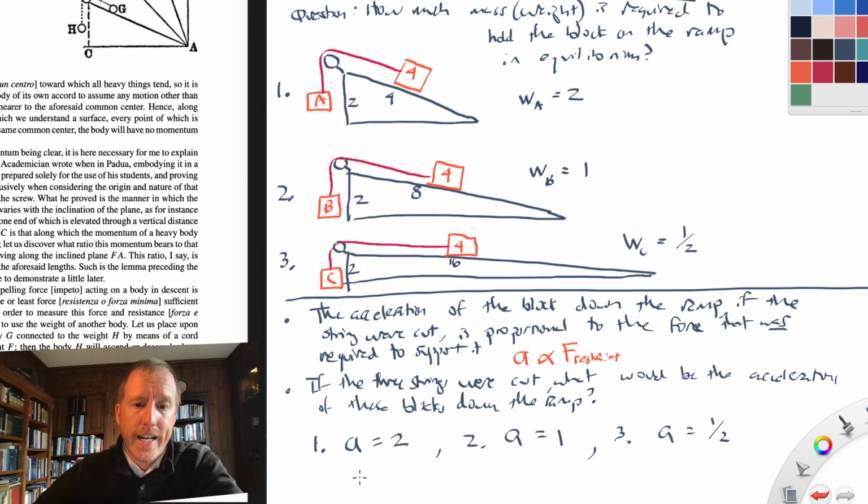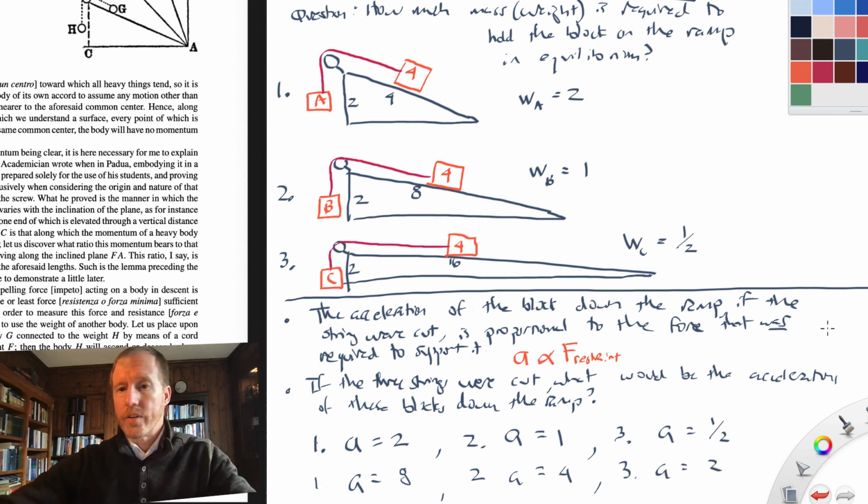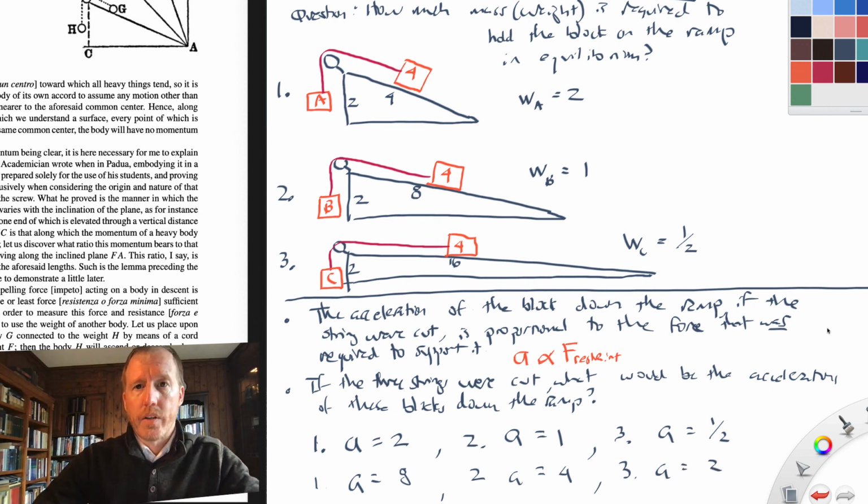If, on the other hand, I were to tell you, well, the acceleration in case 1, let's suppose, was 8, then we would know that in case 2, the acceleration would be half of that. It would be 4, and the acceleration in case 3 would be 2. Okay? All right, so tell you what, we're out of room. We'll stop there, and we'll pick this up next time.